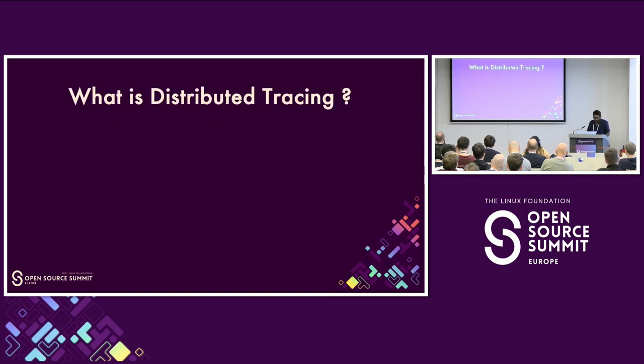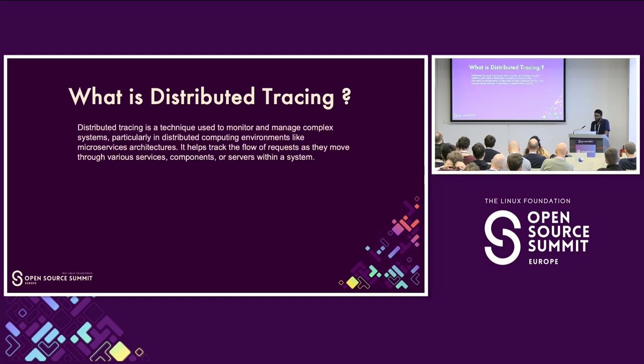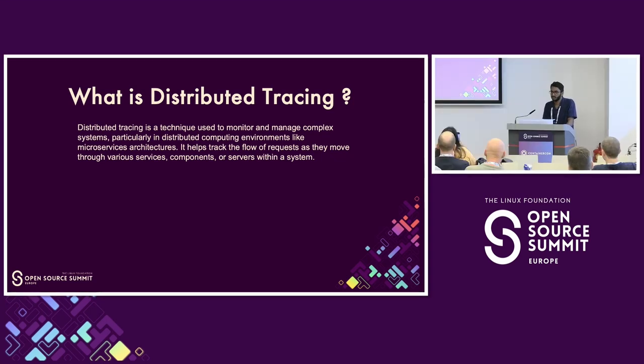So, just from the basics, what is distributed tracing? It's nothing but a technique used to monitor and manage complex systems, particularly in distributed computing environments today, in the ever-growing SaaS world, like microservice architecture. It helps track the flow of requests as we move through various components or servers within the system.